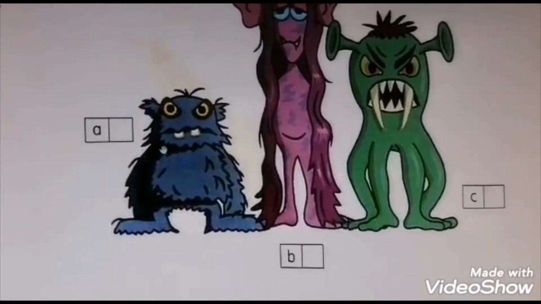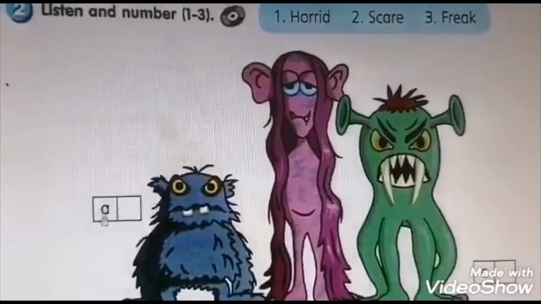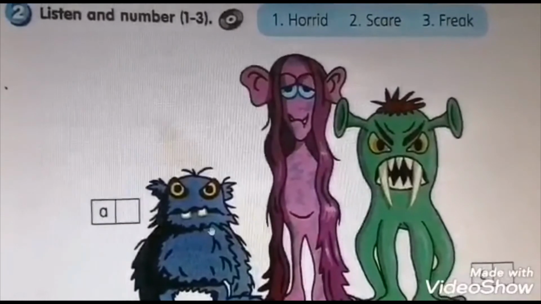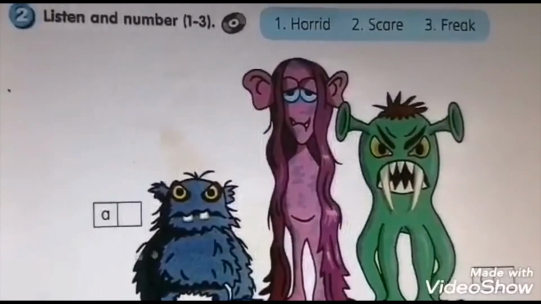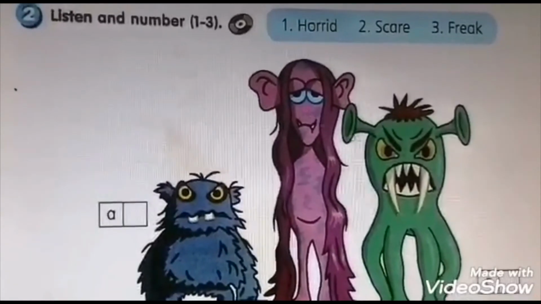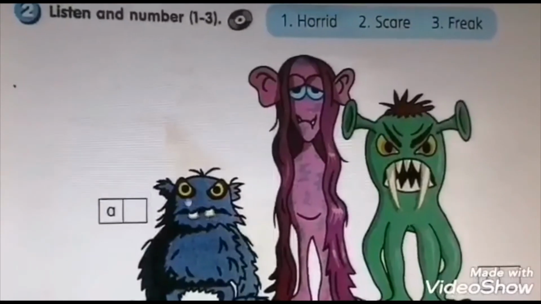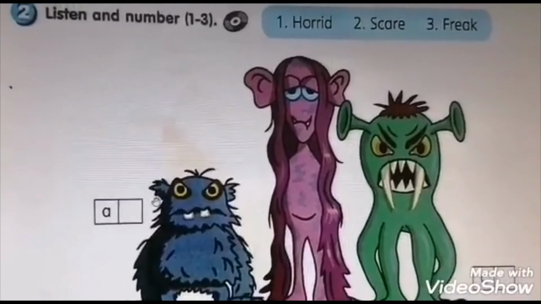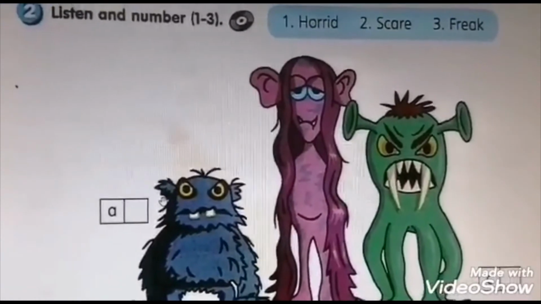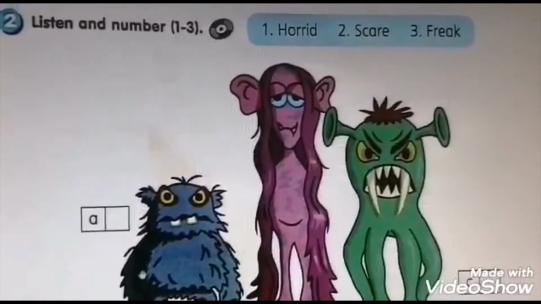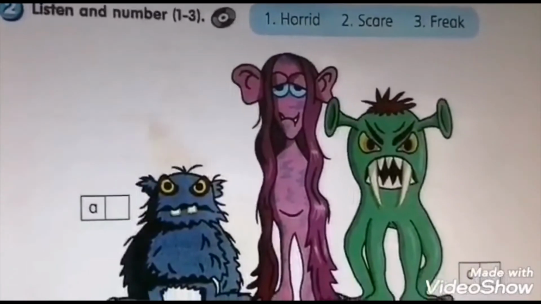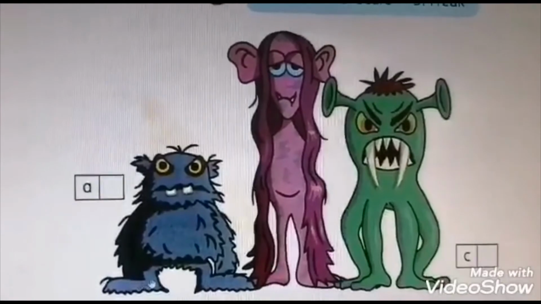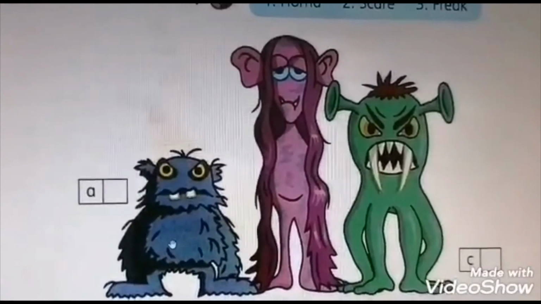So who is the shortest? As you can see, Freak. So number 3, A, we will write number 3. Freak is the shortest alien. He has got the smallest ear. If we do comparison, look at the ears. So what are we using? We are using the smallest and the shortest leg. I hope you understood and you have checked all your answers.